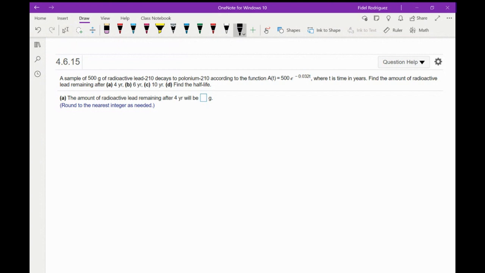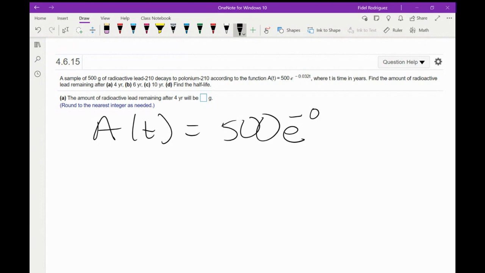So let's take a look at part A. This is the number 1 out of 4.6, and it says a sample of 500 grams of radioactive lead-210 decays to polonium-210 according to the function. Okay, so I need this piece right here. This is really important for me. 500 e to the negative 0.032 t. Okay, t is the time in years. And part A says find the amount remaining after 4 years.